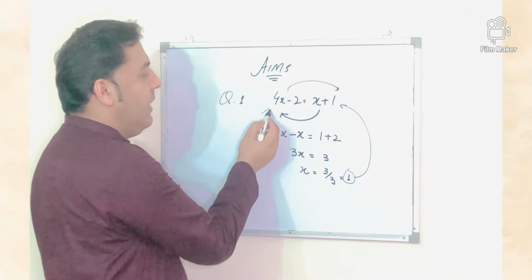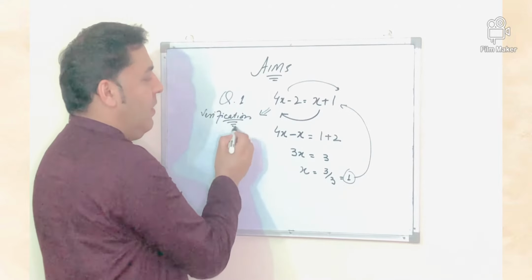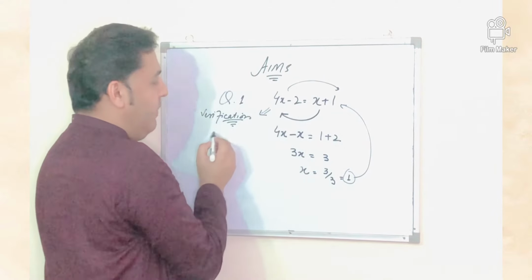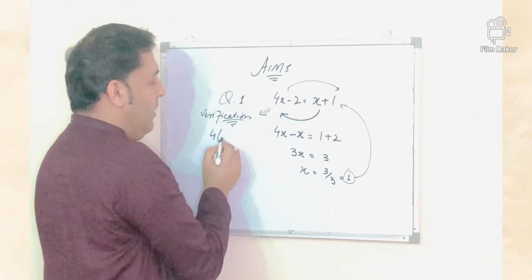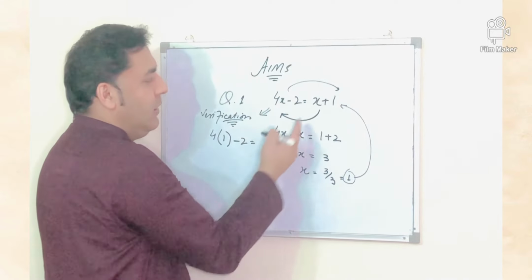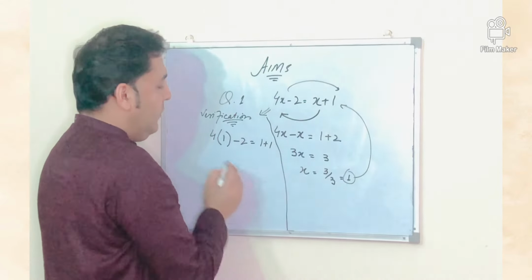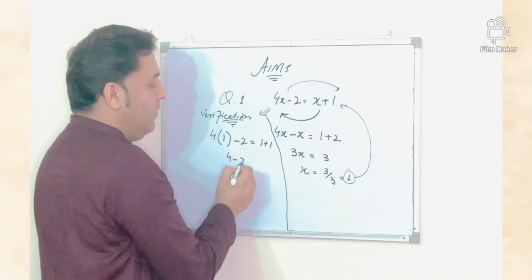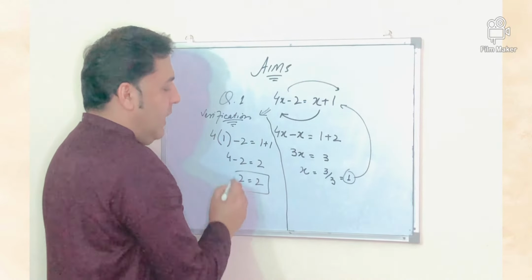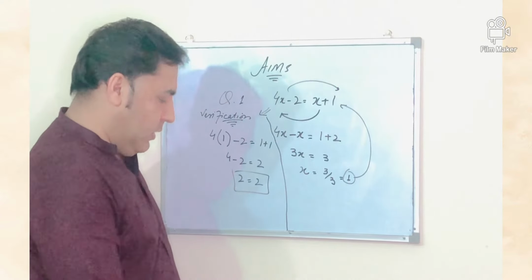So let us verify this. We will put value of x in both sides. So this equation will become 4 into x will be replaced with 1, minus this 2 will remain same, equal to this side x equal to 1, plus 1. So here 4 into 1 is 4, minus 2, equal to 1 plus 1 is 2. 4 minus 2 is 2, 2 equal to 2. So we are confirmed that we received this correct answer. This is the solution of this equation.